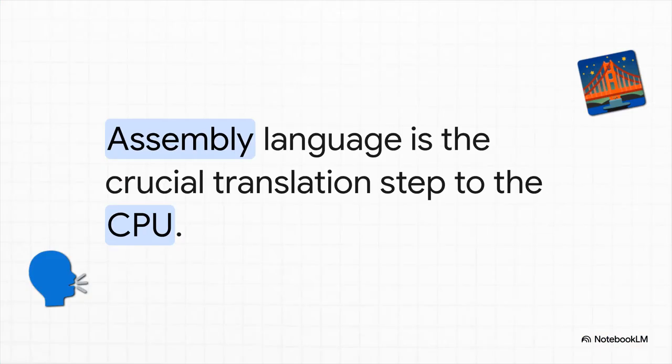So, moving up the ladder, we officially cross over from the physical to the virtual and hit assembly language. This is that first, absolutely crucial translation step. It takes our human logic and translates it into the raw, binary ones and zeros that the silicon can actually understand. Without this direct bridge, we'd honestly have no efficient way to tell the CPU what to do.